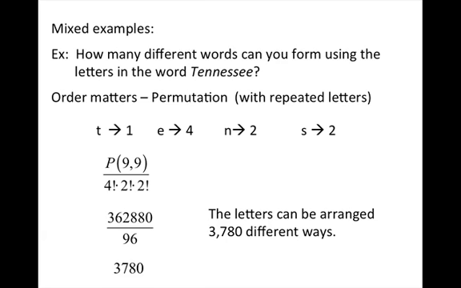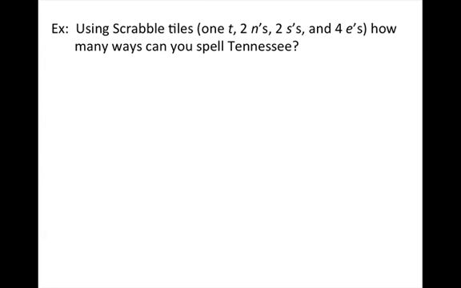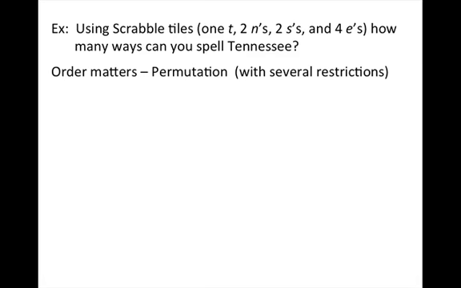Look at this next example. Using Scrabble tiles, where you have one T, two N's, two S's, and four E's, how many ways can I spell Tennessee? This time I'm not arranging the letters in the word Tennessee. I'm wanting to use those letters and actually spell out the word Tennessee in that order. So it's still a permutation, but there's several restrictions. When there's a lot of restrictions, I'm going to use the method I did in the previous lesson of drawing the blanks. This time I specifically want to spell out the word Tennessee.